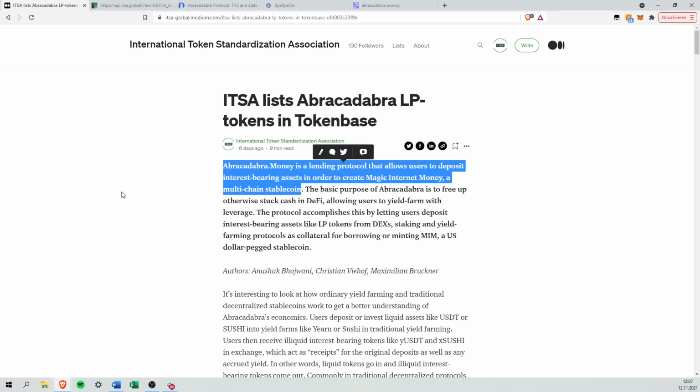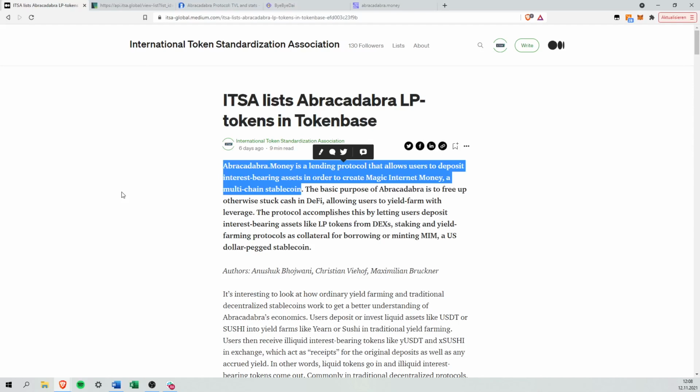If we want to compare Abracadabra.money to an already existing protocol, it would certainly be MakerDAO, because both of them offer over-collateralized loans. Over-collateralized loans means I can take my crypto assets like Bitcoin or Ethereum, deposit them into a vault, into a smart contract, and then borrow a stablecoin against these assets. In MakerDAO, the stablecoin is called DAI with a peg to the US dollar, and in Abracadabra, the name is Magic Internet Money, or short MIM.